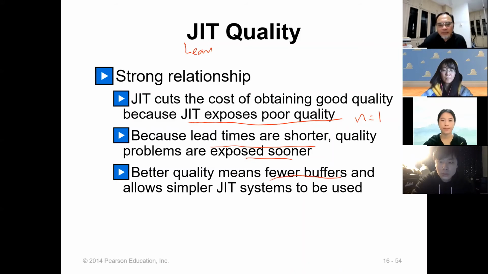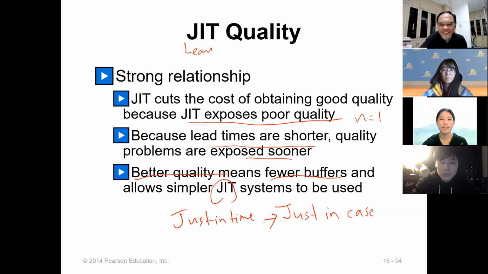So you don't have to keep extra just in case. Have you heard just in case? This is just in time. Just in case one is defective, so we have one extra.